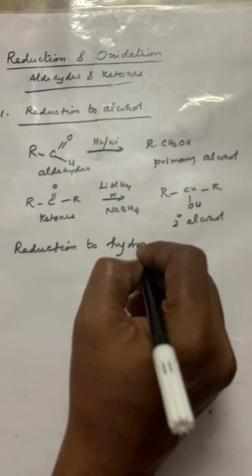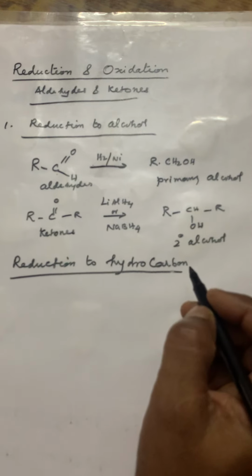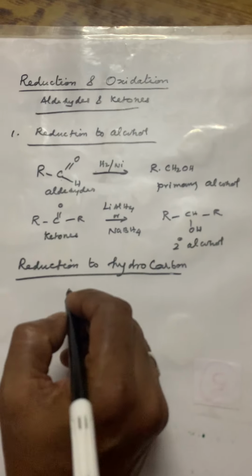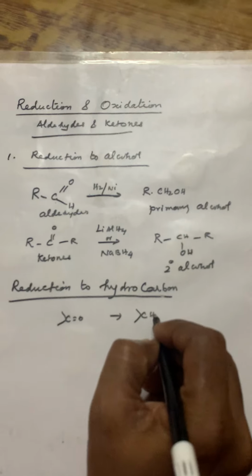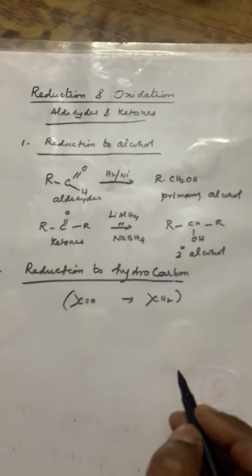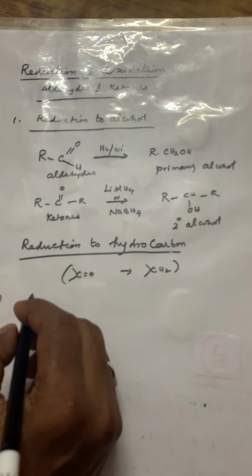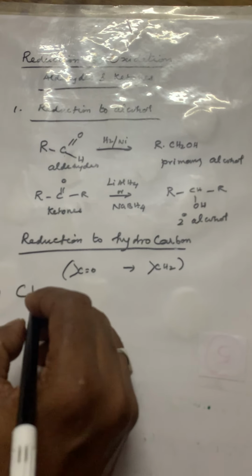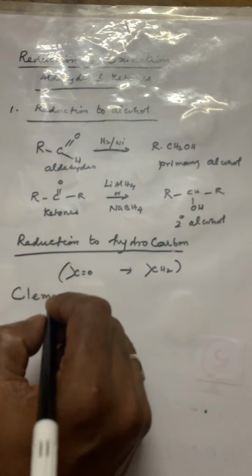So that was reduction to alcohol. Second, we are going to see reduction to hydrocarbon. This is a very important reaction as well as a name reaction. Here the CO group is converted into CH2. First we are going to see Clemmensen reduction.